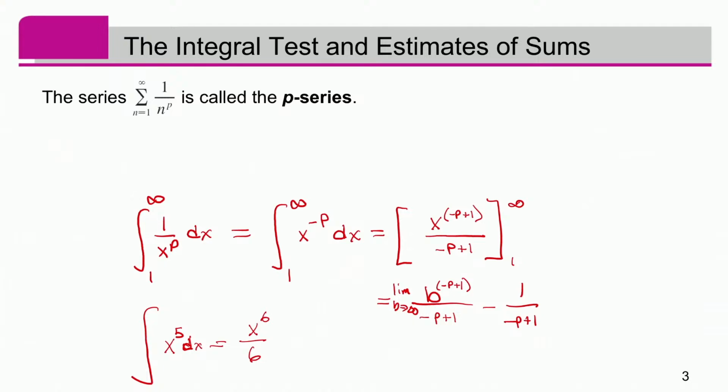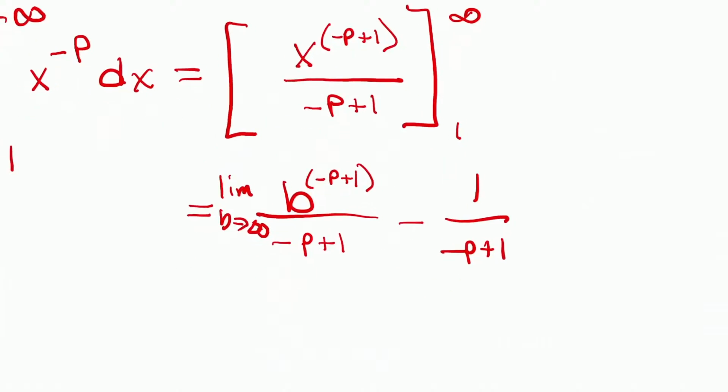Okay, so here's the thing. We're dealing with this limit as b approaches infinity of that. So the question is, and I know this is hard because we're thinking generally, we don't have a specific number for p. What I want to know is, for what values of p will this thing converge, and for what values of p will this diverge? Let me just give you an example so you know what I'm looking for.